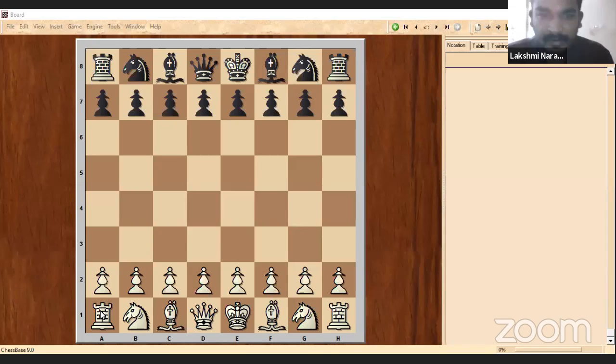Introduction of the chess game, like how to set the board. Okay, so here you can see that A, B, C, D, E, F, G, H. These are called as files.